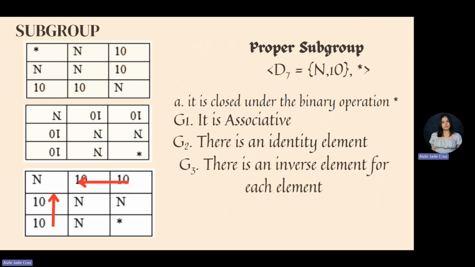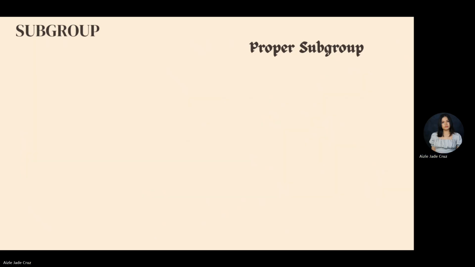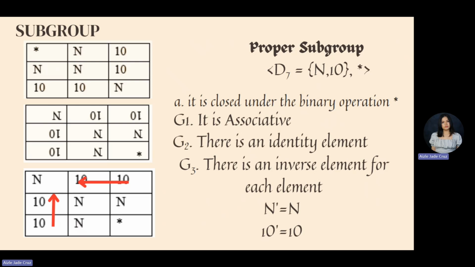G sub 3, there's an inverse element for each element, which are n inverse is equal to n, 10 inverse is equal to 10. Therefore, G sub 7 consisting of the elements n and 10 under the binary operation star is a subgroup because it satisfies all the conditions by being a group.